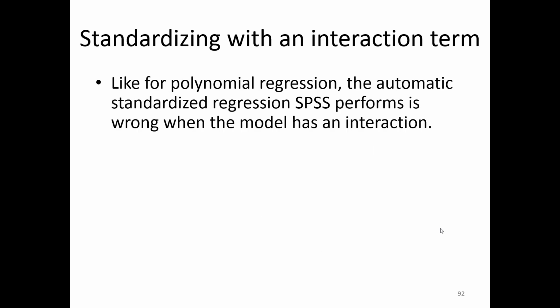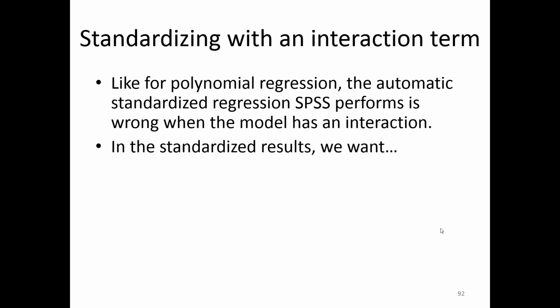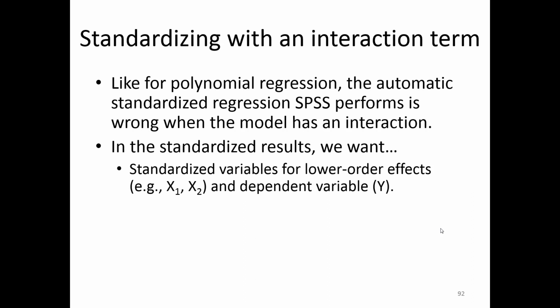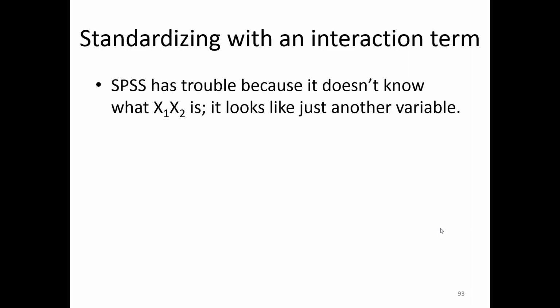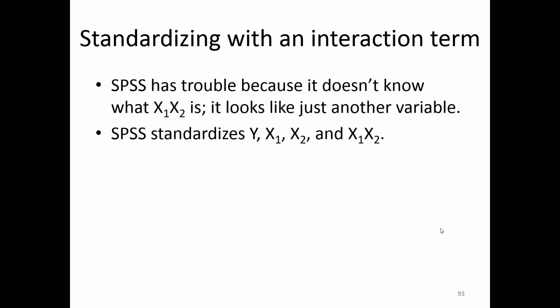Okay. So like for polynomial regression, the automatic standardized regression that SPSS and JASP perform is wrong when the model has an interaction. In the standardized results, we want standardized variables for lower order effects and the dependent variable, and then higher order effects created out of standardized first order effects. Our higher order effects, we don't want them to be standardized. But SPSS has trouble because it doesn't know what that interaction term x1 times x2 is. It just looks like another variable, not a special case where it was a product of two other variables.